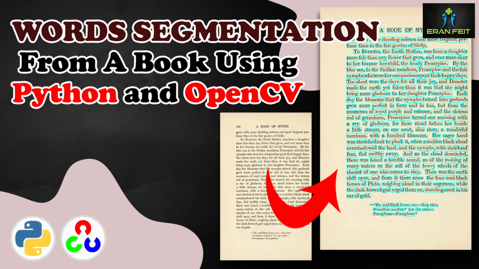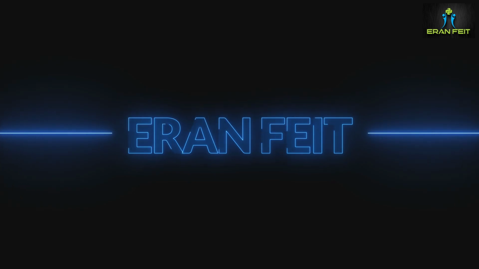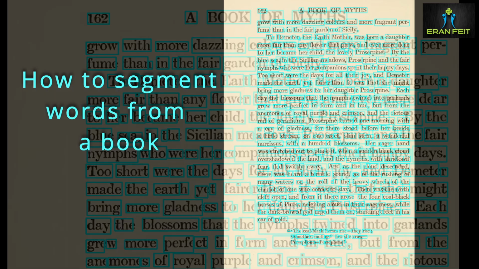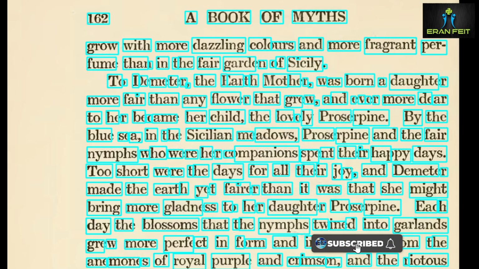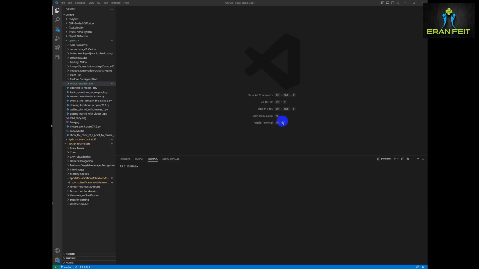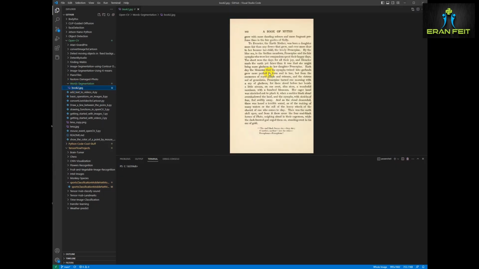Hi everybody. In this tutorial today we are going to extract words from a book. That means that we are going to do segmentation, an object segmentation. Basically we are going to do segmentation for the lines, and then for each of the lines we are going to do a word segmentation. So we are going to extract each word, and we are going to keep the order of the words, so we can easily show each word in the page.